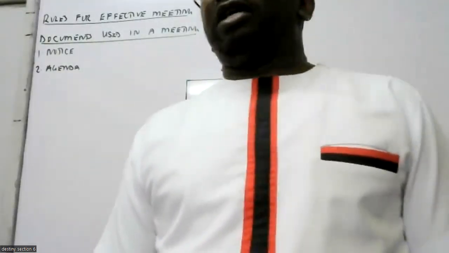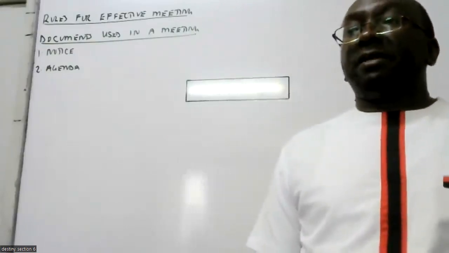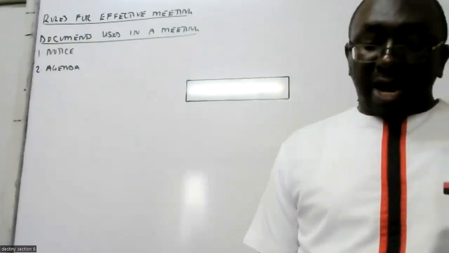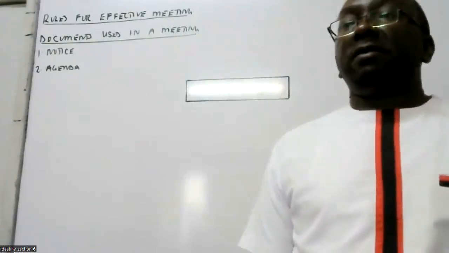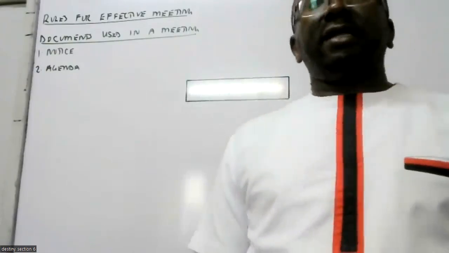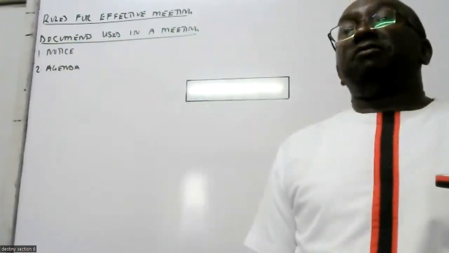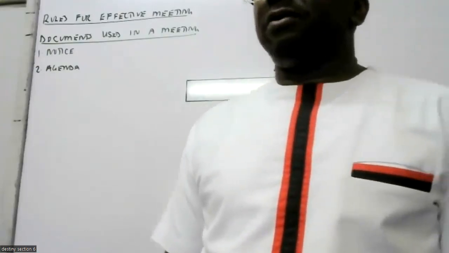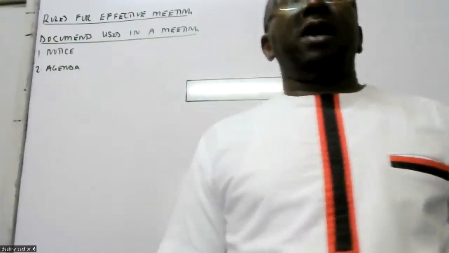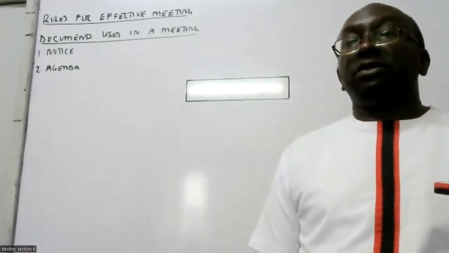Then from there, we also take apologies from members who are absent. Actually, there are 3 types of members. We have members who are present. They should be noted. We're going to discuss that in minutes. We have members who are absent with apology, and we also have members who are absent without apology.